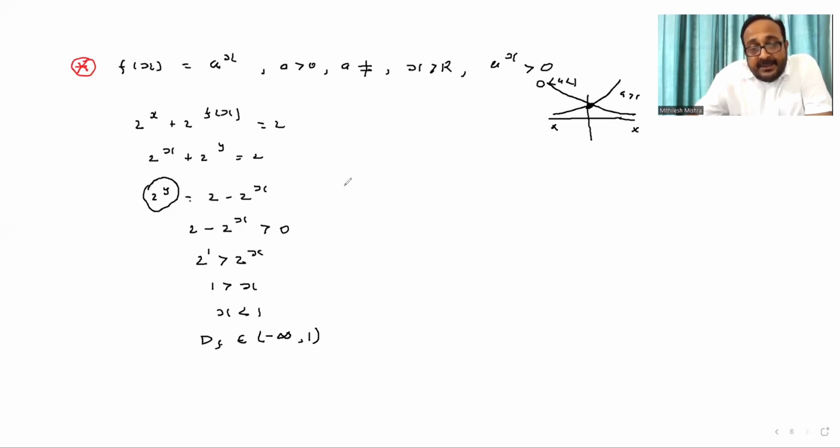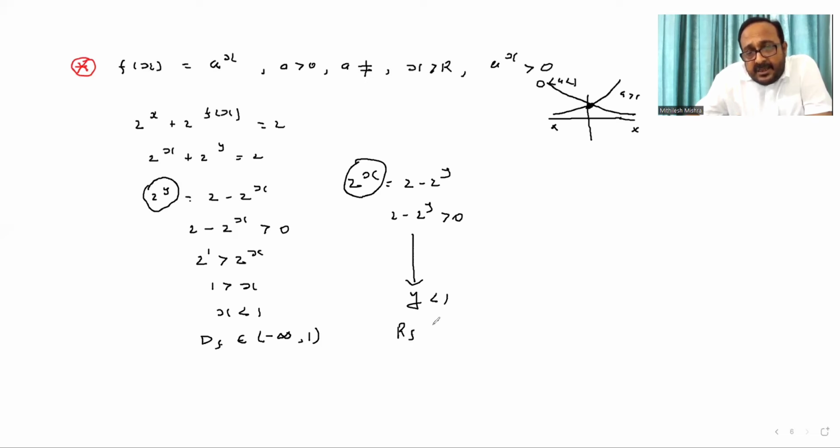To find the range, 2 to the power x will be equal to 2 minus 2 to the power y. Again, this will be greater than 0. So 2 minus 2 to the power y is greater than 0. In the same way, you will see y is less than 1. So the range belongs to minus infinity and 1.